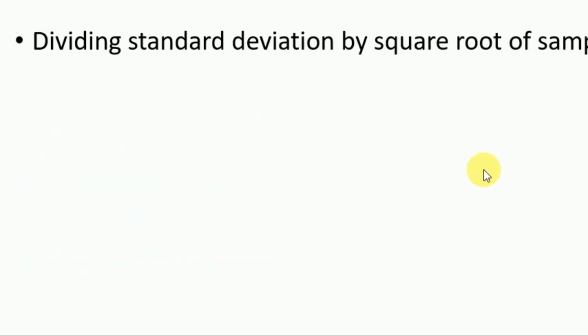Standard error is usually calculated by dividing standard deviation by square root of sample size. Dividing standard deviation by square root of sample size, we will get standard error.